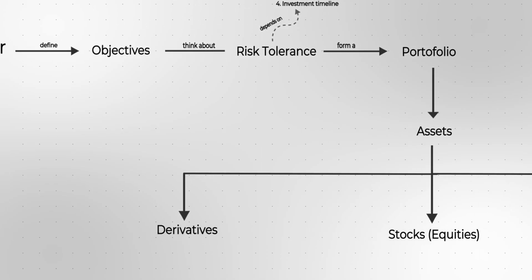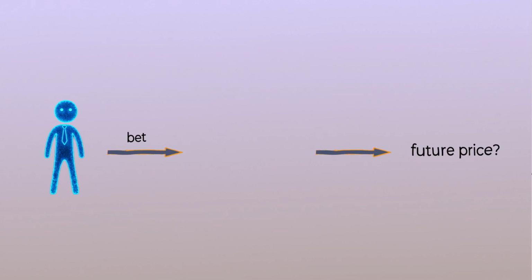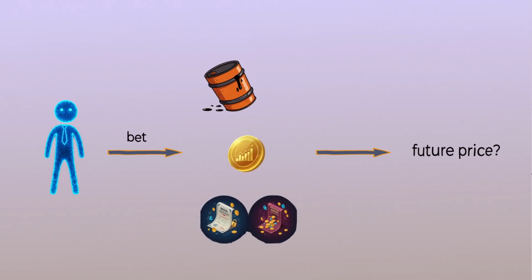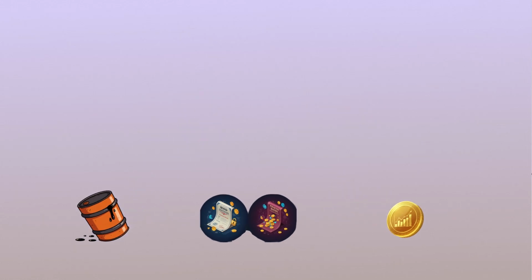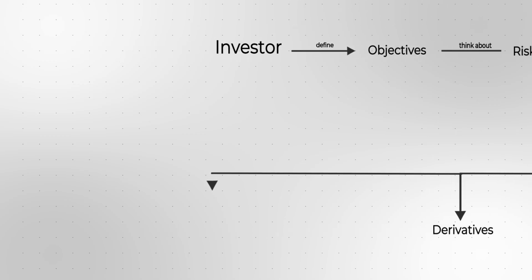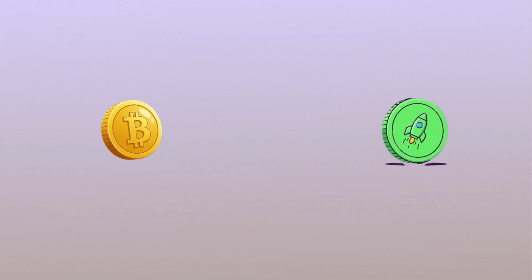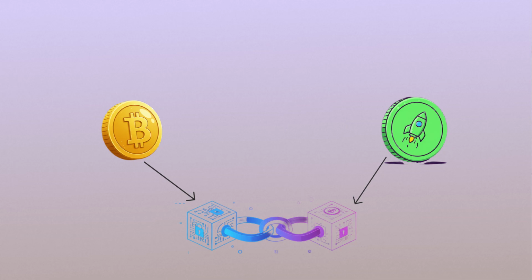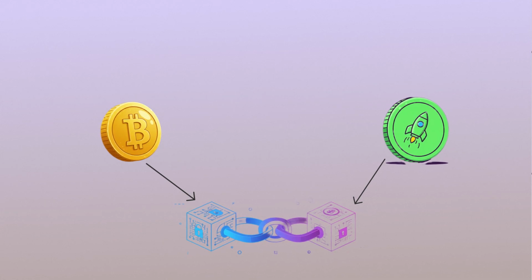6. Derivatives. You sort of make a bet on what the future price of an asset, like stocks, bonds, or commodities, will be. Basically, these are contracts whose value is based on underlying assets. 7. Cryptocurrencies, digital coins that utilize blockchain technologies. They are protected by cryptography and cannot be counterfeited or double spent.